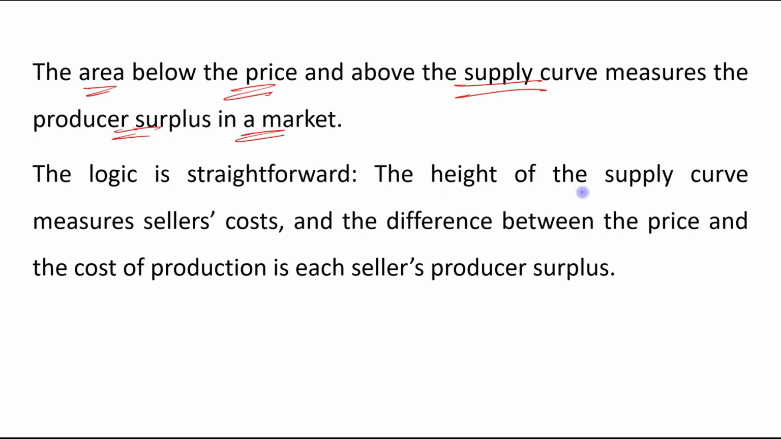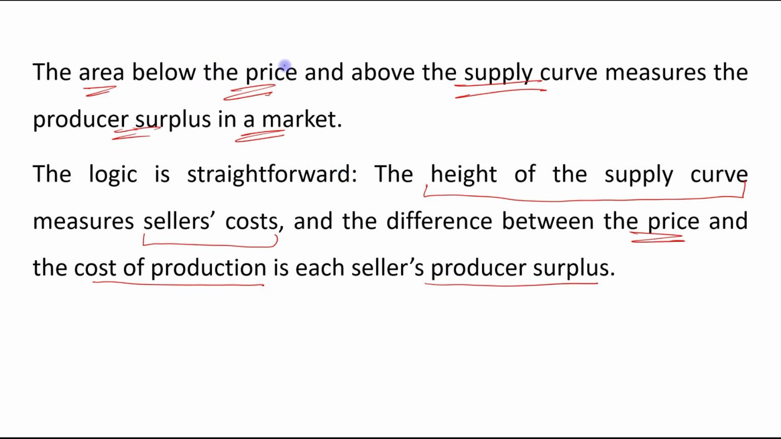Because the height of the supply curve, which we have already seen, measures the seller cost, right? We have seen in the diagram. And the difference between the price and the seller's cost is the seller's producer surplus. That is the reason they are saying that the area below the price and above the supply curve measures the producer surplus in the market.